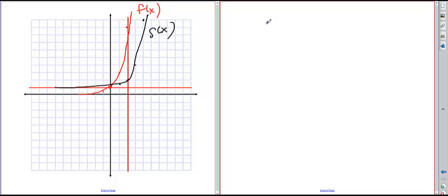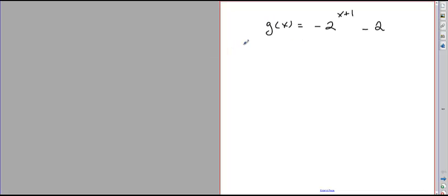Okay, now we're going to do an x-axis reflection. So x-axis reflections are designated by the negative in front of the base. Now we're not raising -2 to the x plus 1 power. We're actually raising 2 to the x plus 1 power, and then we're taking the additive inverse of that.